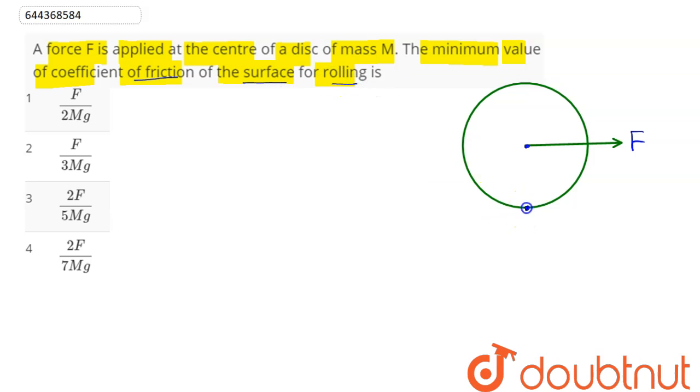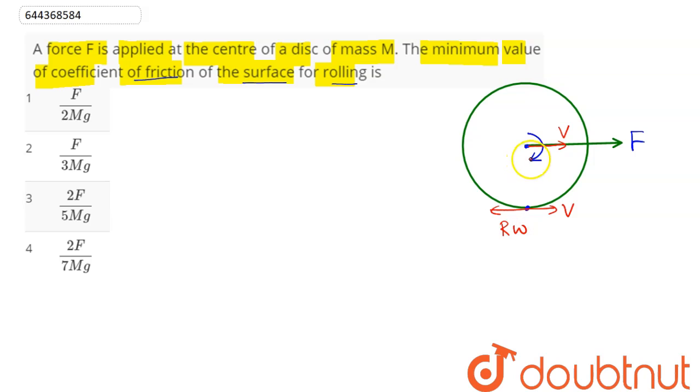Hence we can say here for rolling, this friction will act here to provide rotational motion, since this will translate in the plus x direction. And we can say here that for rolling, since center of mass will have velocity along plus x axis, for pure rolling condition, this v must be equal to r omega.